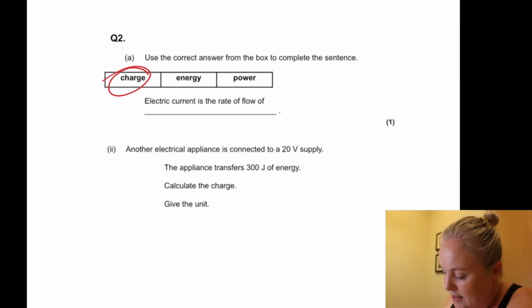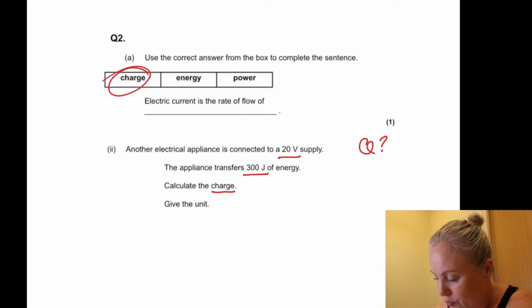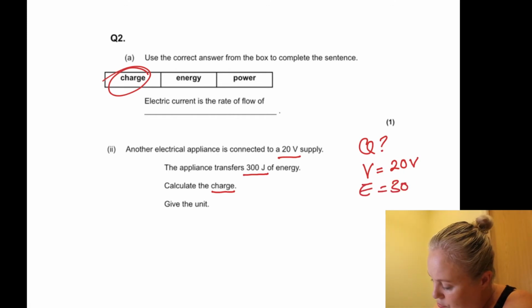Now here's our question with our formula. Another electrical appliance is connected to a 20 volt supply. The appliance transfers 300 joules of energy. Calculate the charge. So we've been asked to work out the charge, which is symbol Q. We don't know that. We've been given a 20 volt supply, so we know that the potential difference is 20 volts. We've also been given that the energy is 300 joules. Now we need to put this into a formula, numbers, answer, units.